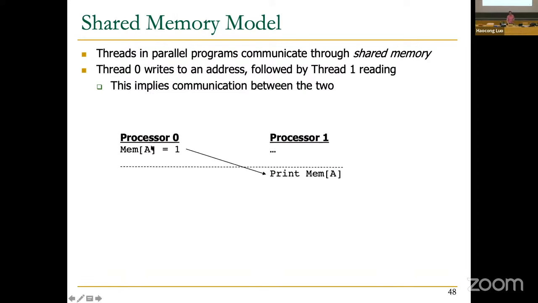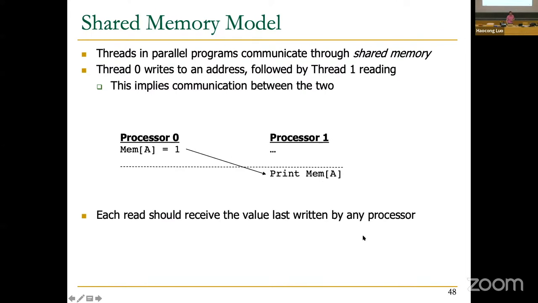This thread is running on processor 0. It's writing to memory location A. This thread is running on processor 1. It's printing memory location A. So there needs to be some communication, as you can see over here. If this is the model, each read that happens should receive the value last written by any processor, right? Otherwise, you'll have inconsistency in the program.